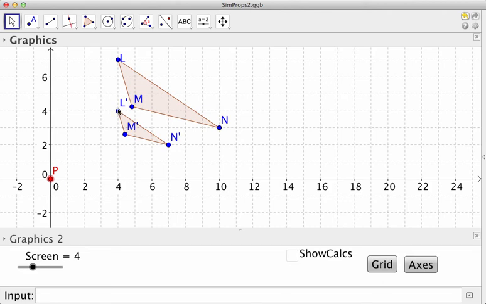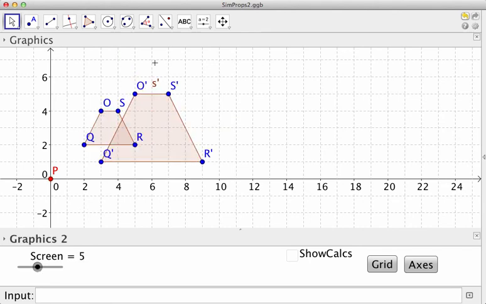It looks as though L prime will be closer to the center of dilation, which means that your scale factor will be less than 1. You can see that as well by the fact that the triangle L prime, M prime, N prime is smaller than the original triangle, LMN.